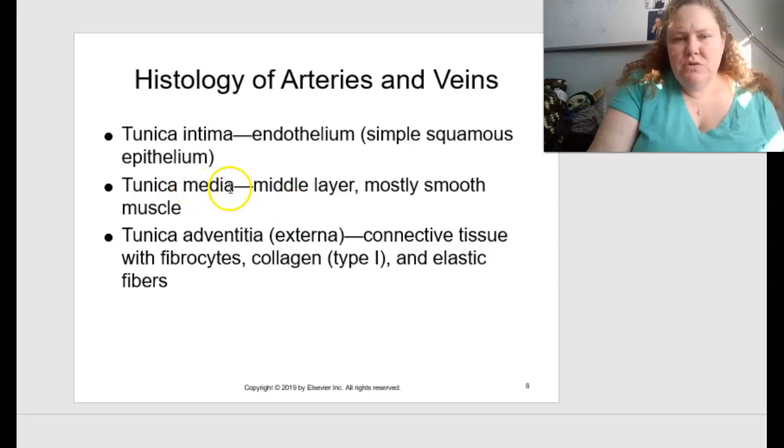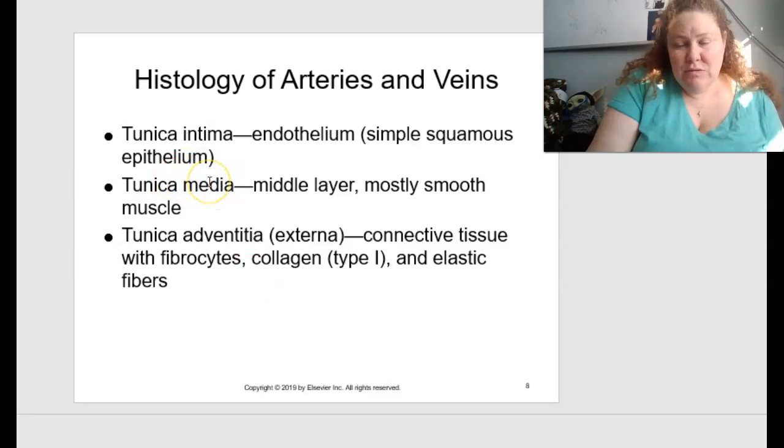You have your tunica media, and this would be the middle layer, and this is composed mostly of smooth muscle. Then you have your tunica adventitia, which is your external, and this is composed of connective tissue with fibrocytes, collagen, specifically type 1 collagen, and elastic fibers. Again, if you ever get stuck, look for your root words.